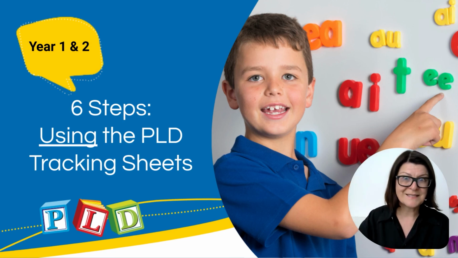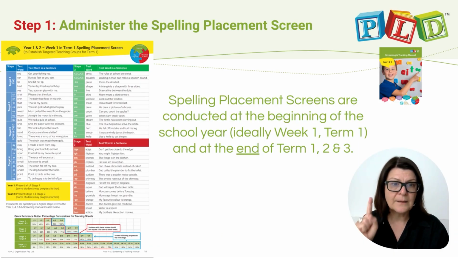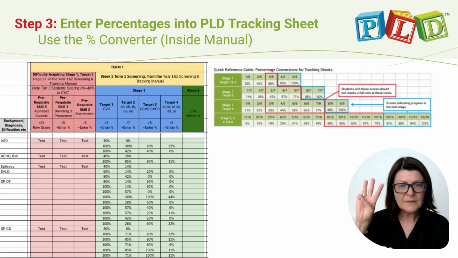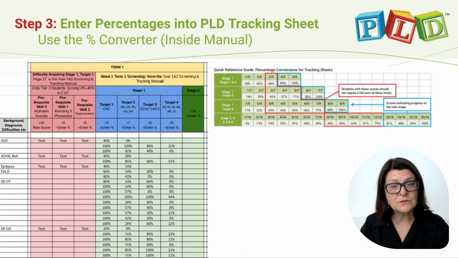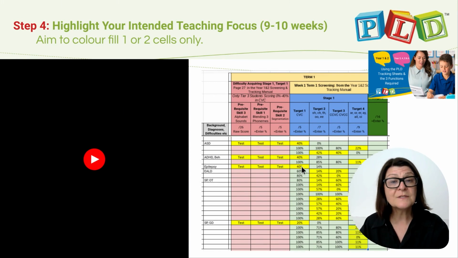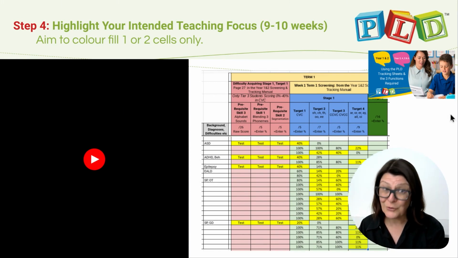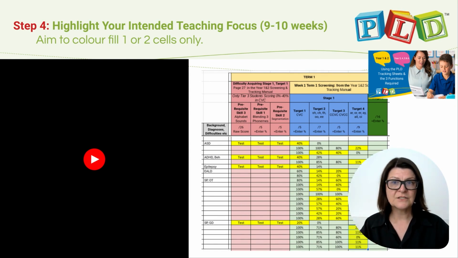The 6 steps in utilising PLD's tracking sheets. Step 1, administer your placement test. Step 2, correct the spelling test and convert into percentages using the handy percentage converter. Step 3, enter the percentage scores onto the tracking sheet. Step 4, it's important to use the little colour filling function that is outlined on this video to highlight what do you intend to teach.